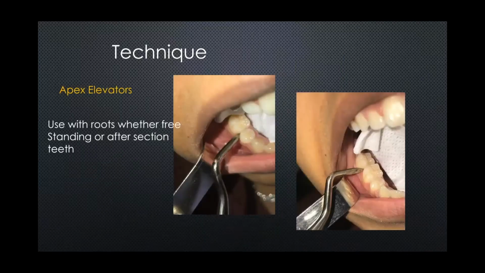Okay, whenever we're dealing with roots, maybe we section off the top of the crown, which I'll show you in a few minutes, and we have some remaining roots, or a patient comes in with some residual root tips. We love these apexo elevators, and this is just, once again, a wedge type of movement. You kind of wedge it in and just rock the root out.